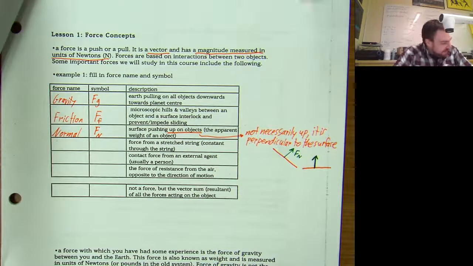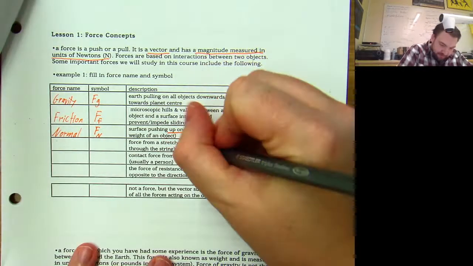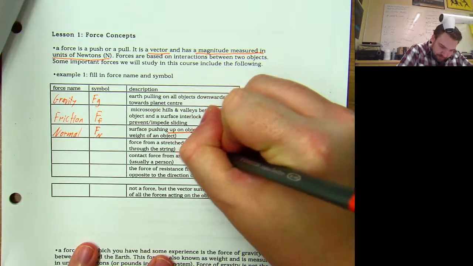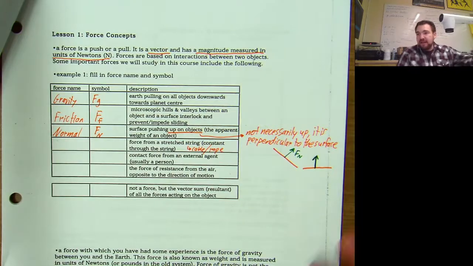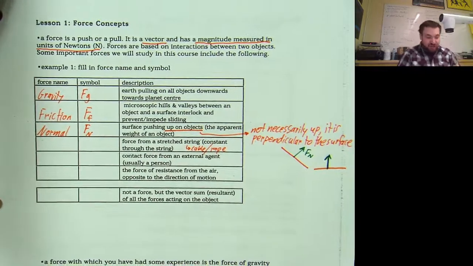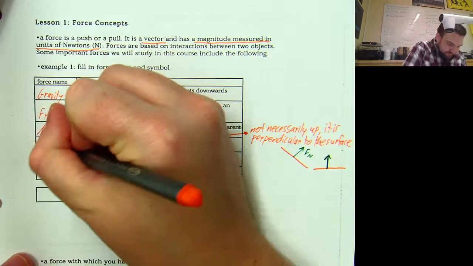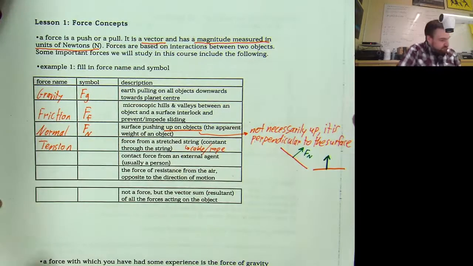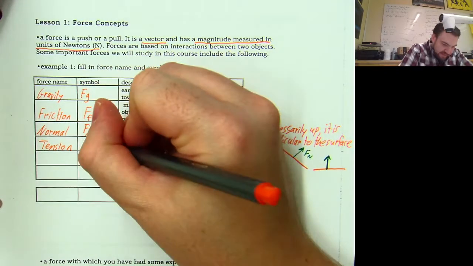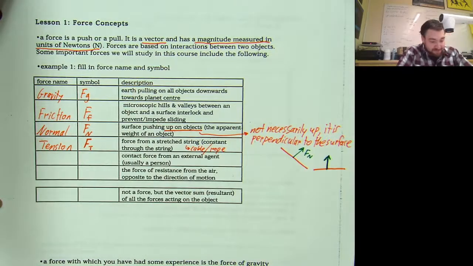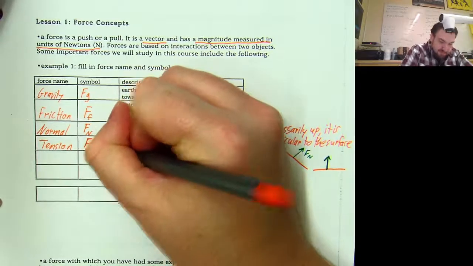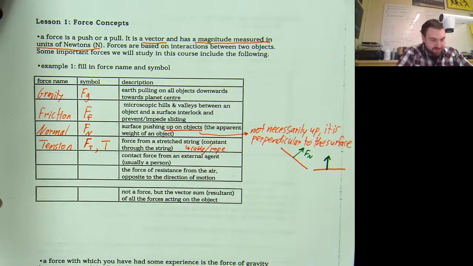Let's keep going. A force from a stretched string, which doesn't have to be a string, could be a cable, could be a rope. It is constant throughout that object. This force we typically call tension, and that is F sub big T. Sometimes it's just called big T. But big T has other meanings that we're going to get into, so don't let that confuse you.